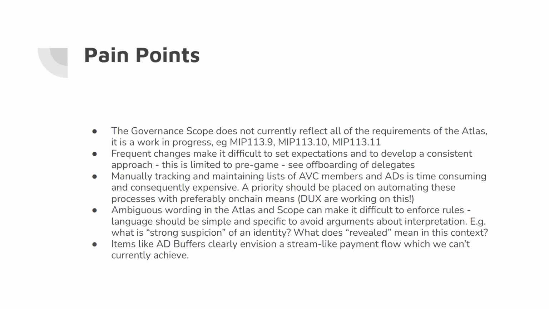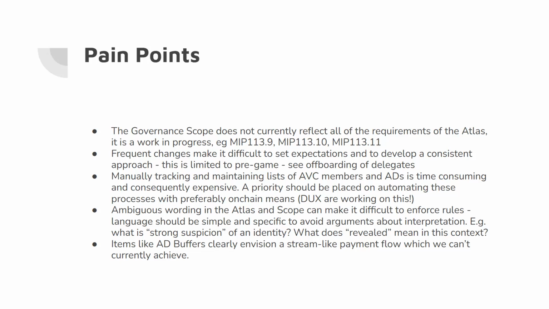So what are the pain points? This is where I get to vent a bit. You've got some areas that are listed in the Atlas as things that the governance scope should include and should be doing, and then they're not actually defined in the governance scope. The ones I picked out are Gov 9, Gov 10, and Gov 11. Those are things related to the interactions between ADCs, ADs, facilitated DAOs, core governance security, and sub-DAO governance security.